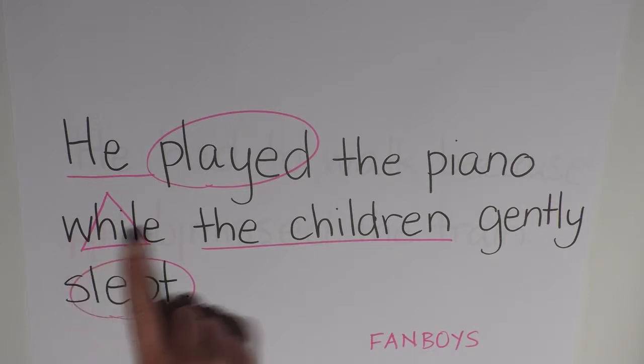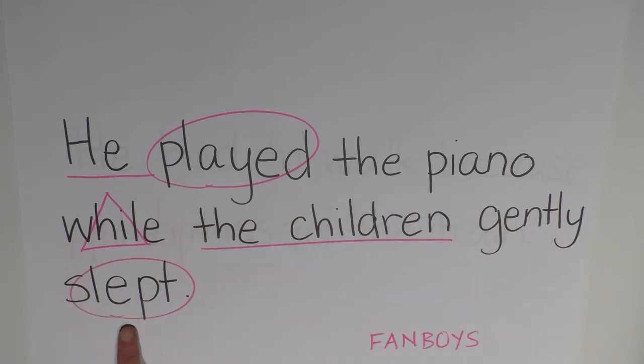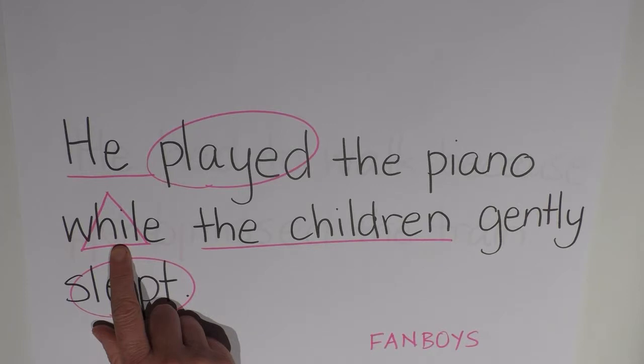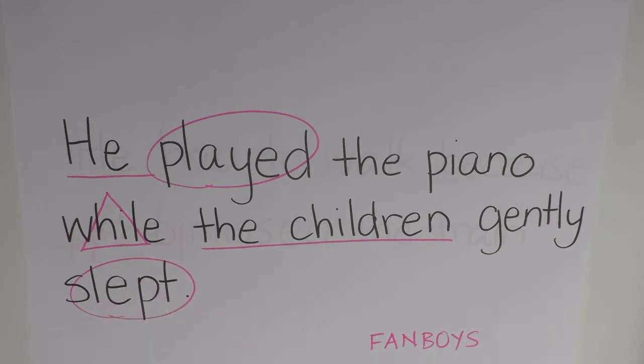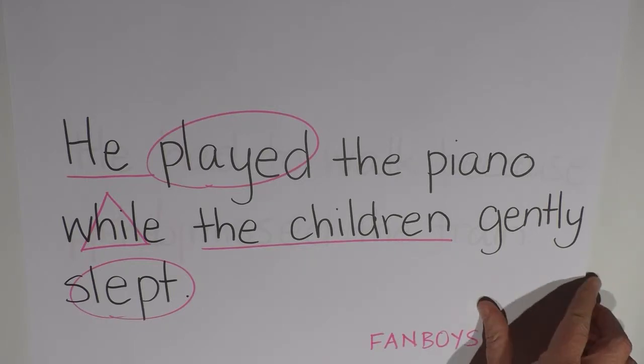So this clause can't stand alone by itself, while the children gently slept, because it's incomplete. This while here is actually answering a question. It's giving us information about something, in this situation, about when he plays the piano. And so while in this situation is a conjunction, but it's not a coordinating conjunction, it's a subordinating conjunction. And that makes while the children gently slept a dependent or subordinate clause. Why don't we have a look at that in another sentence?